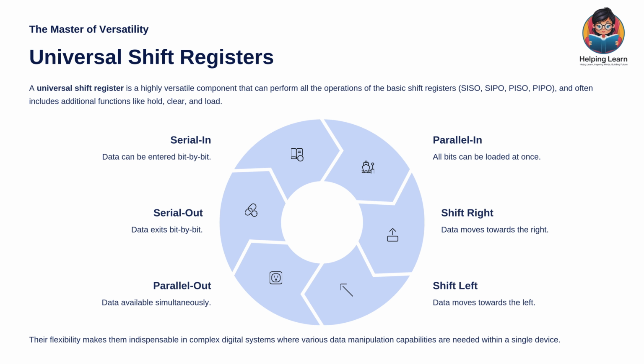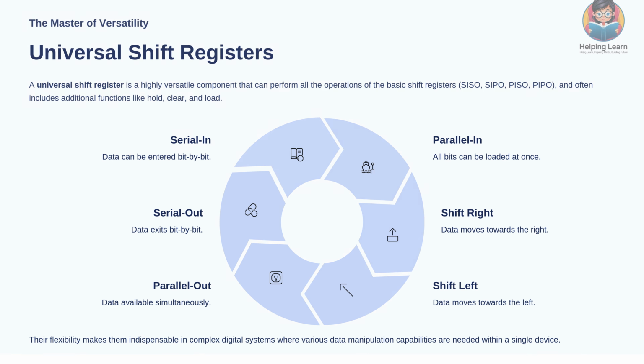The master of versatility. Universal shift registers. A universal shift register is a highly versatile component that can perform all the operations of the basic shift registers, SISO, SIPO, PISO, PIPO, and often includes additional functions like hold, clear, and load. Serial in, parallel in: data can be entered bit by bit, or all bits can be loaded at once. Serial out, shift right: data exits bit by bit, moving towards the right. Parallel out, shift left: data is available simultaneously, and moves towards the left. Their flexibility makes them indispensable in complex digital systems where various data manipulation capabilities are needed within a single device.